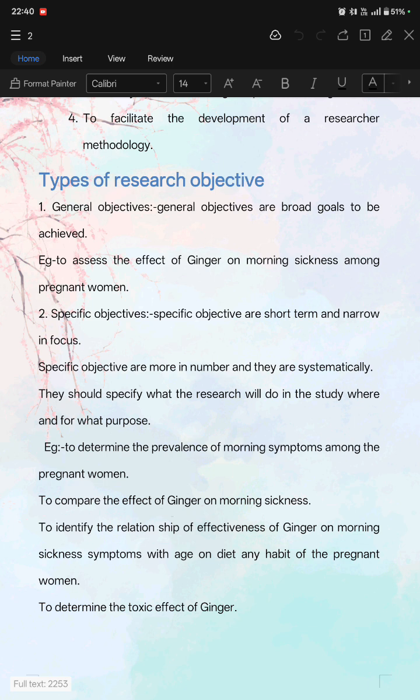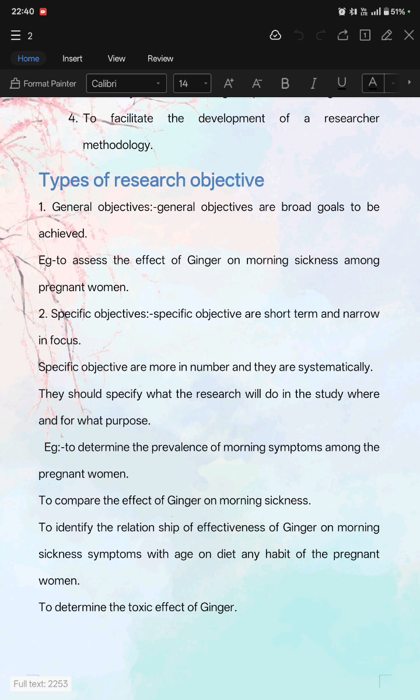Second, specific objectives. Specific objectives are short term and narrow in focus. Specific objectives are more in number and they are systematically stated. They should specify what the researcher will do in the study, where and for what purpose.